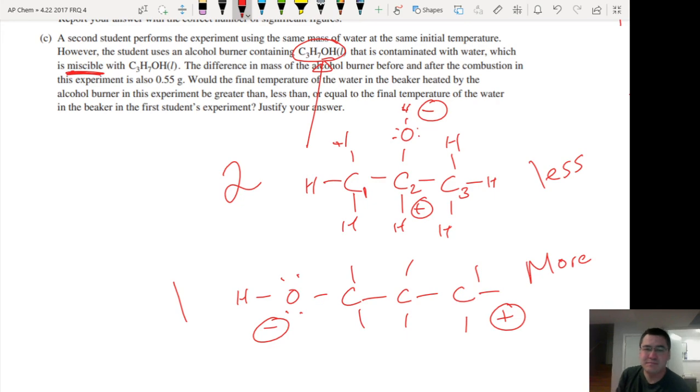The 1-propanol. Incorrect. Yeah, no, it'd be 2-propanol. Yeah. Because the intermolecular forces are weak. There you go. Correct. So the less polar one will vaporize easier. Yeah, I'd imagine that that O does not like being there.